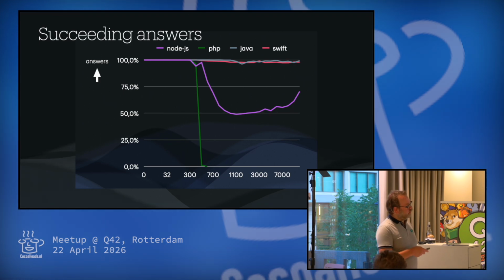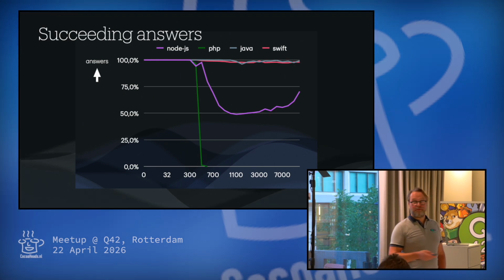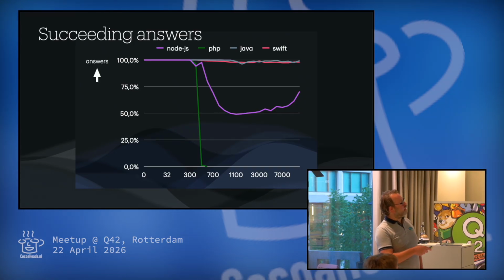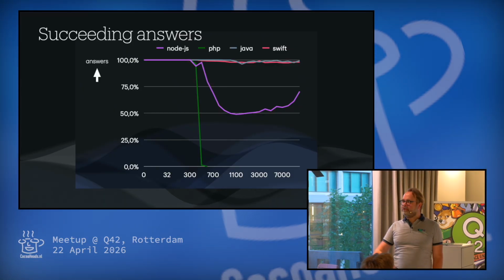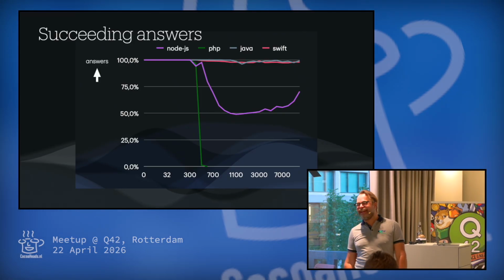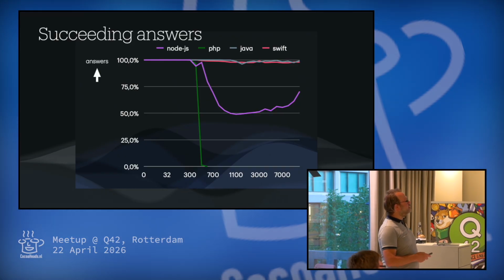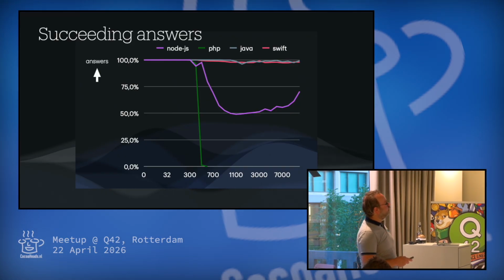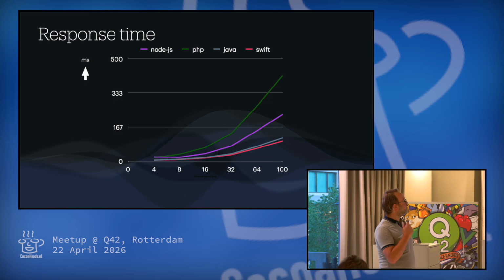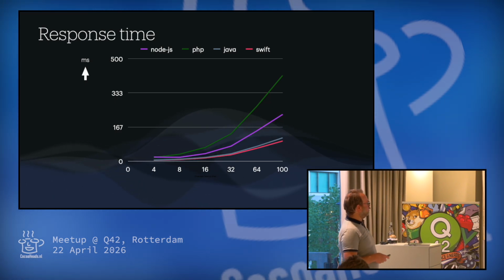Java, I don't know how to interpret these things. Maybe Yoshi knows something about it. So at first it's quite stable, you get all the answers, it dips down a bit, there's probably some garbage collection, then it drops down, and then it recovers. You're the expert. What happens? Ghosts. I mean, you see here that Java and Swift keep pretty much at the correct level until very high numbers, which is nice.